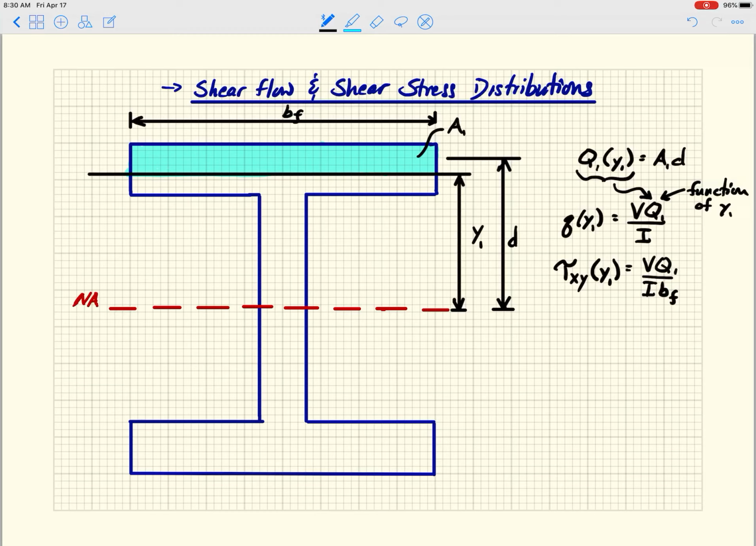You're then going to, that's capital Q, then I'm going to calculate the shear flow there. And then finally I'm going to divide that shear flow by the width of the flange, because that's where I cut through. And that's going to give me shear stress, right? So that's shear flow and that's shear stress.